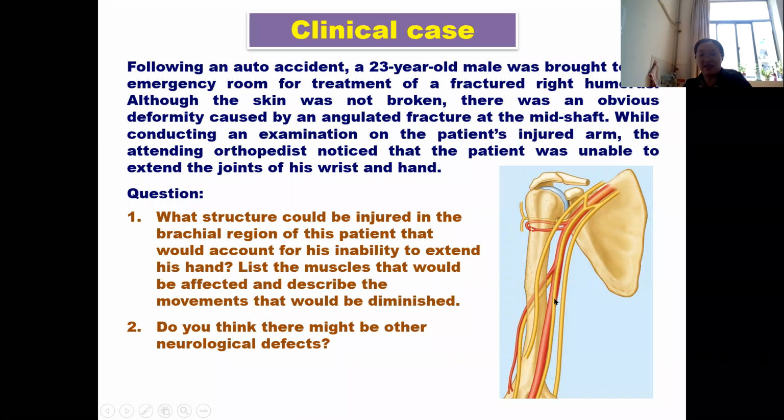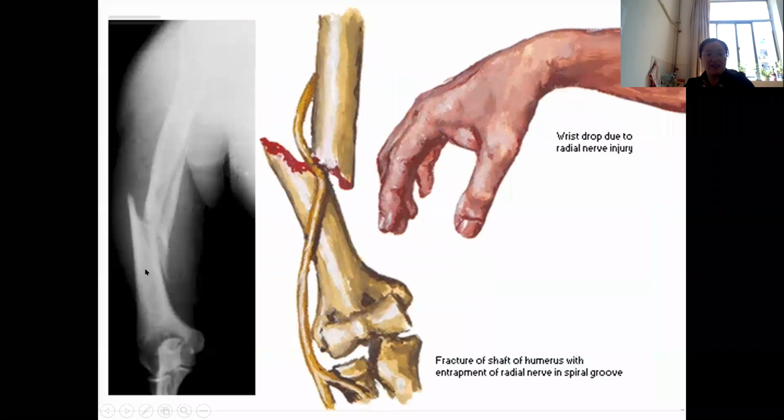Here, I give you a clinical case. Okay. One patient, after a fall, got a broken bone here, and the broken bone easily damages this nerve. So in a case like this, the radial nerve is easily damaged. If the radial nerve is damaged, the patient may get wrist drop.